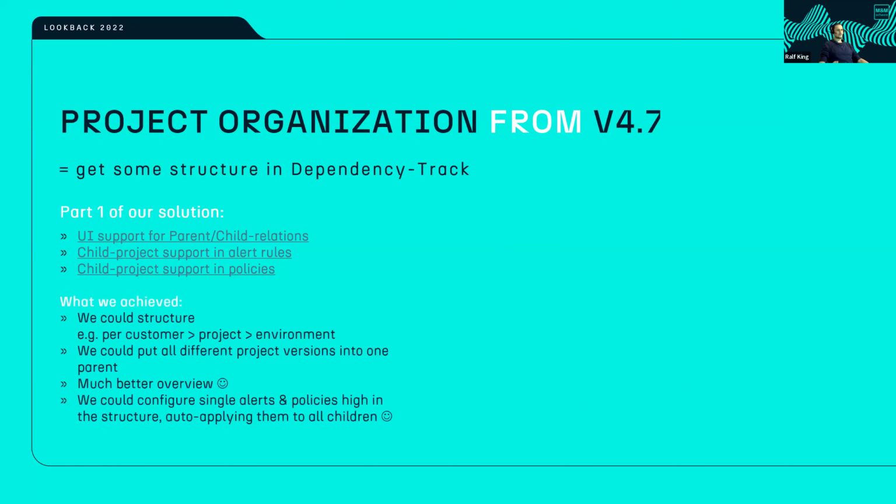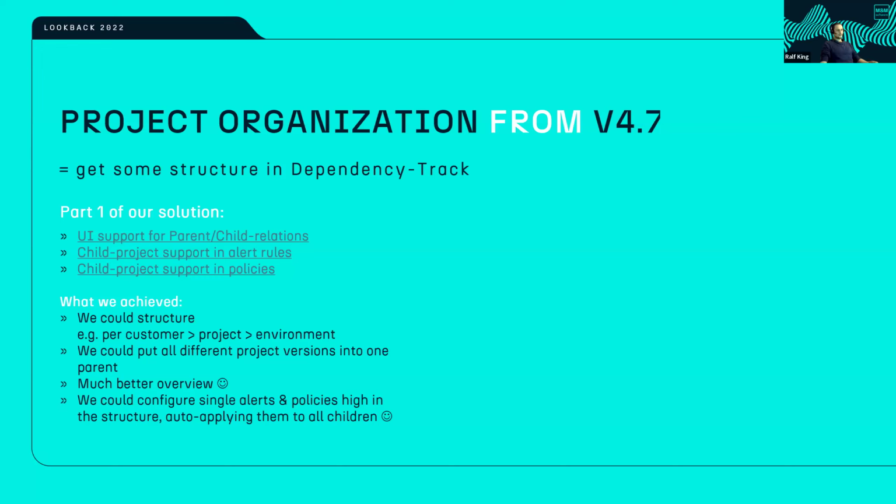So what we achieved with version 4.7 already is we now could structure our projects much better. We could, for example, structure it by root project for a customer, then a logical project for the project of this customer, and then possibly also different environments if it was a cloud project. So we also could put all the different project versions of one specific application into one parent, which altogether gave us a lot better overview of everything.